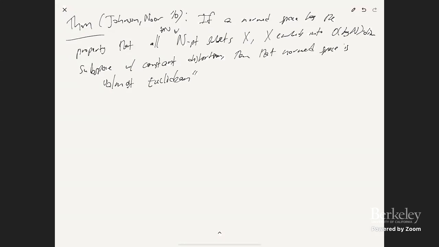So what the theorem says is that any norm space that has this JL-like property is a norm space that's almost Euclidean, for some definition of almost Euclidean. So we're going to focus on Euclidean space. It's the space that has the best dimensionality reduction. Okay, any questions? John, you look like you had a question.